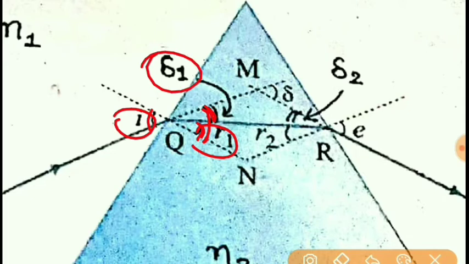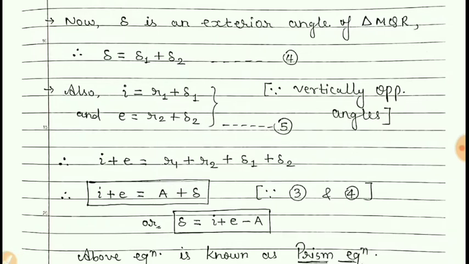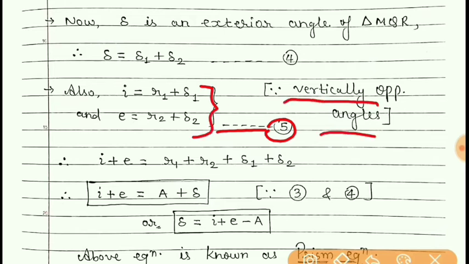Similarly, here angle of emergent, this angle and this angle are vertically opposite angles and they are congruent. So E should be equal to R2 plus this angle, and this angle is nothing but delta 2. So E is equal to R2 plus delta 2. Now let us give this equation number 5. Here I have mentioned that vertically opposite angles.